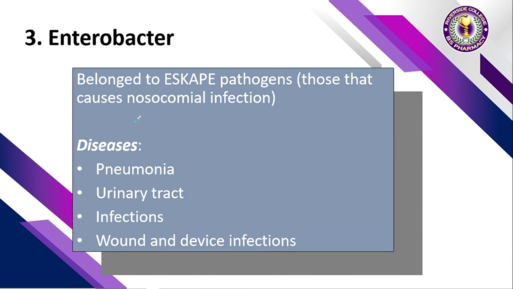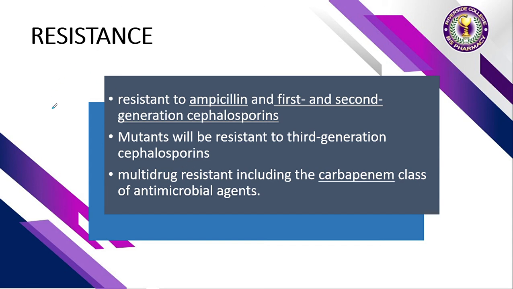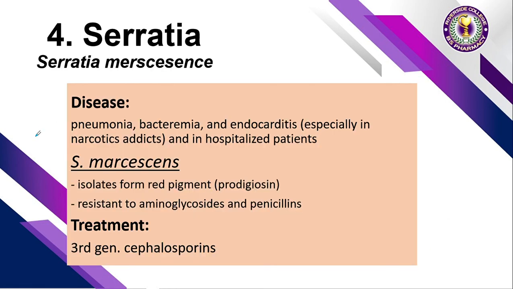Enterobacters belong to the ESKAPE pathogens and causes nosocomial infection, diseases, pneumonia, urinary tract infections, and wound and device infection. Resistant ang ating Enterobacter sa ampicillin, first and second generation cephalosporins, and might be resistant to third generations as well. That's why for Enterobacters, we are giving carbapenems. Multi-drug resistant, including carbapenem class of antimicrobial agents, are given to those that are to our Enterobacters. Next, we have Serratia. As we joked it, Serratia. Serratia marcescens causes these diseases. Please remember that it forms red pigment known as prodigiosin, and treatment is third generation cephalosporin.